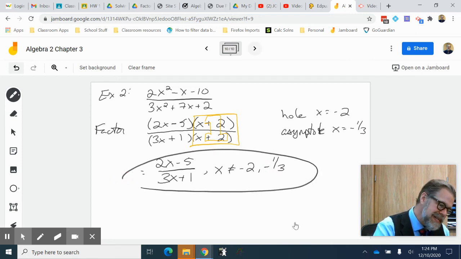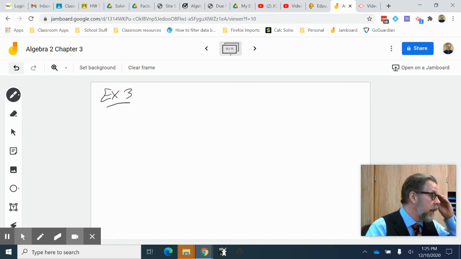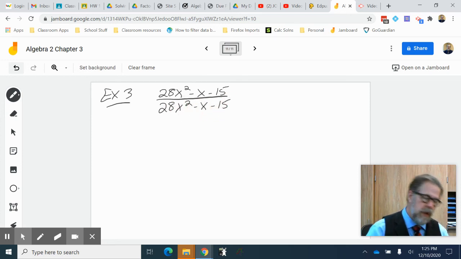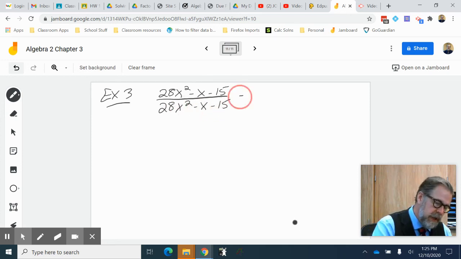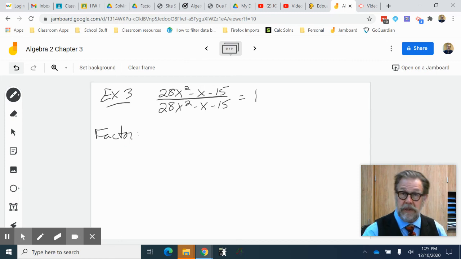All right. Quick example 3. I think I might be running out of time here, but let's take a quick look. 28x squared minus x minus 15 divided by 28x squared minus x minus 15. Now, what you might say is, hey, this equals 1. Well, true, but I still need to factor because I still need to know what values of x this does not work for.